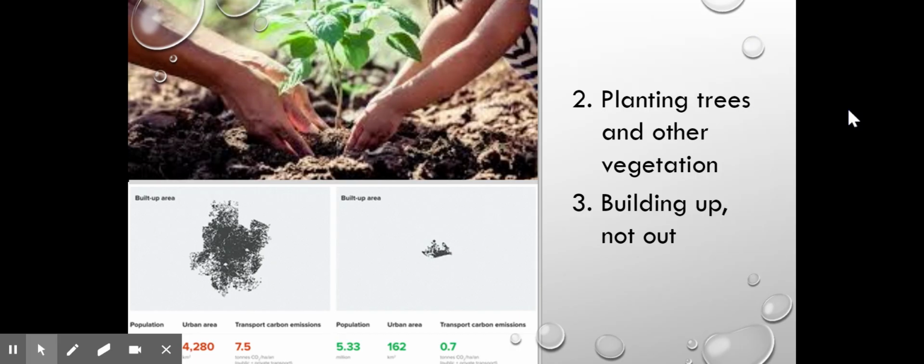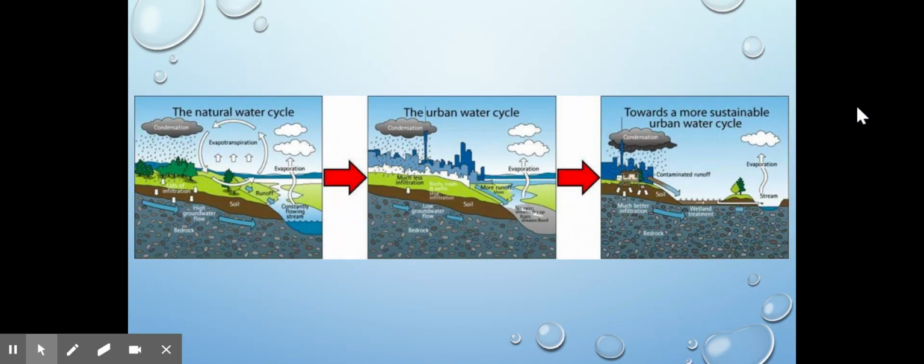We could plant trees and other vegetation. That would be a place to mitigate urban runoff. And so as much as we can do that in cities and places like that, then those roots would soak up water and they would prevent it from running off. And we can also build up instead of out. So if you're looking at an urban area, you could build higher or build more in a smaller piece of land than you could build out. Maybe then you wouldn't have as much pavement and you wouldn't have as much urban runoff.